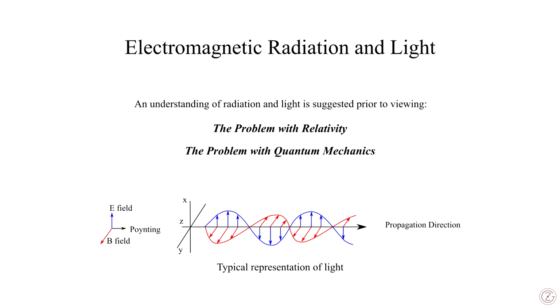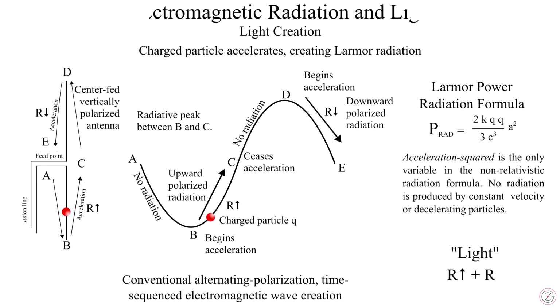An examination of the origins and viability of both relativity and quantum mechanics begins with the description of radiation and light. This diagram of variable electric and magnetic fields is a typical representation of a traveling wave. We can break down the traveling waveform. Accelerated movement of a charged particle produces radiation.